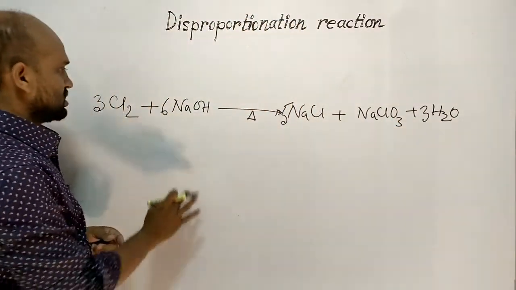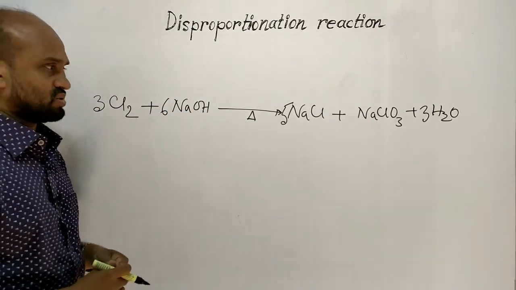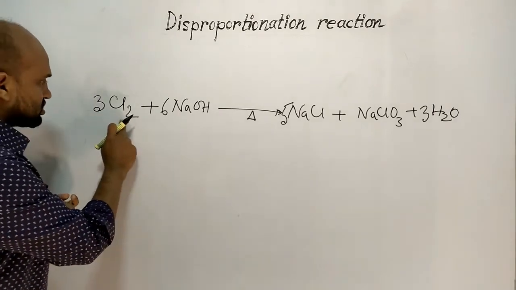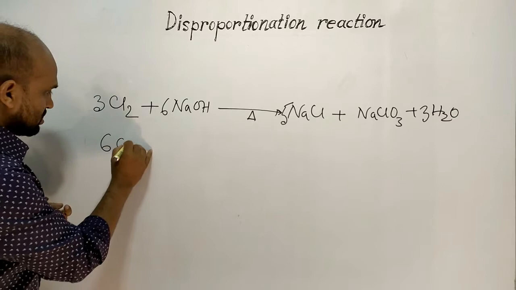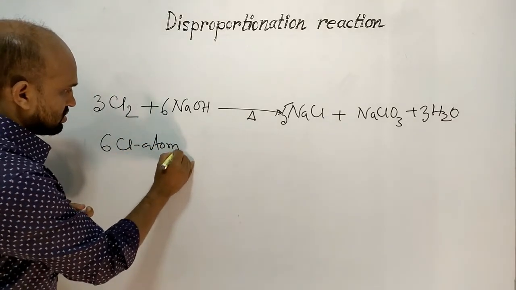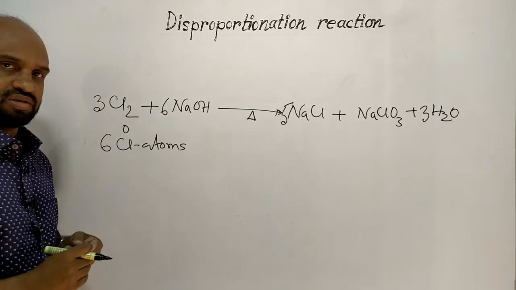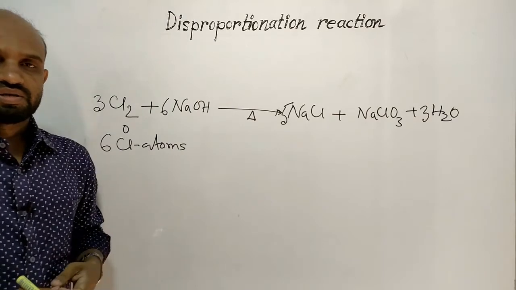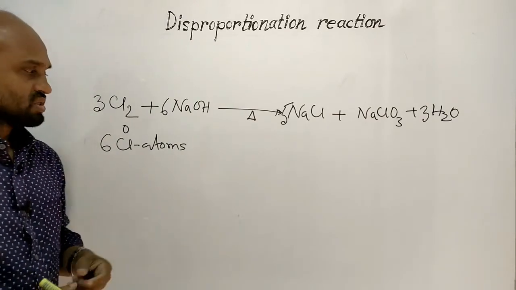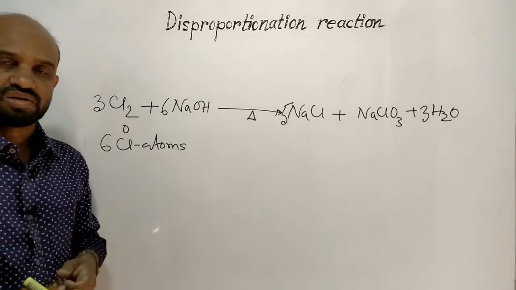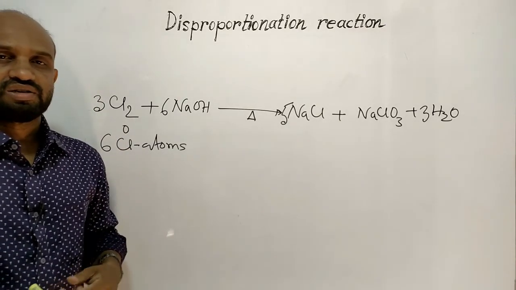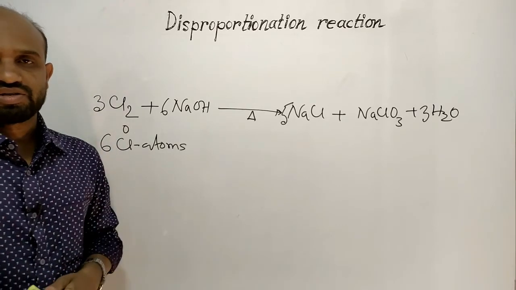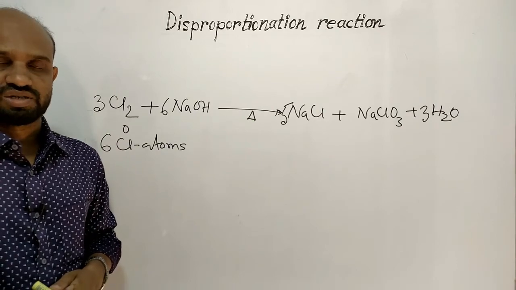6 hydrogen atoms, here 6 hydrogen atoms. So in this reaction, we see 6 chlorine atoms with 0 oxidation state. The definition of disproportionation reaction is the reaction in which some atoms of an element are oxidized and the remaining atoms of that element are reduced. That reaction is called disproportionation reaction.